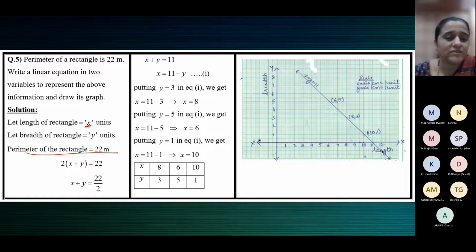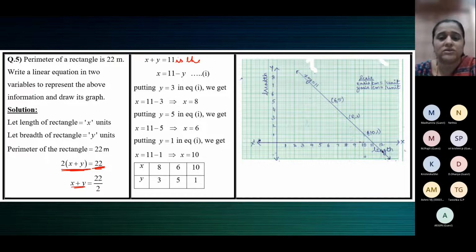So let the length be x, breadth be y. So perimeter is given to be 22, but what is perimeter? 2 into (L plus B), that is 2 into (x plus y). 2 into (x plus y) is equal to 22. So x plus y is equal to 22 by 2. So x plus y is equal to 11. That is the required linear equation.